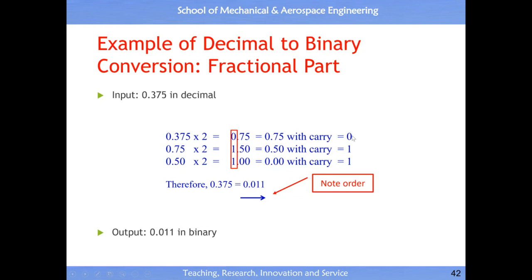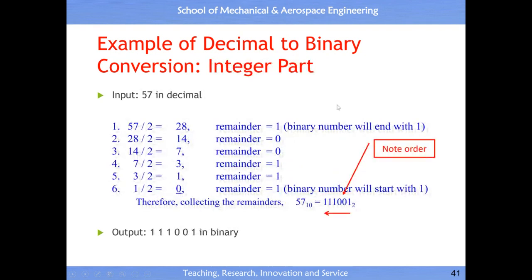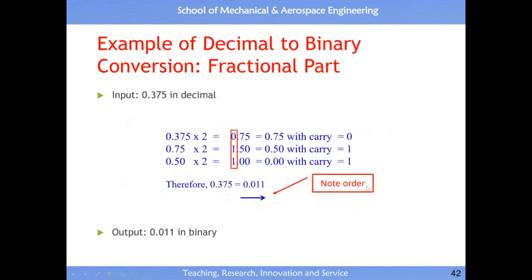This is the first position, position -1, position -2, position -3. Here is position 0, position 1, position 2, position 3, et cetera. So this is the digit at position -1, -2, -3. All right, so the output is 0.011. So this is the conversion for the fraction.